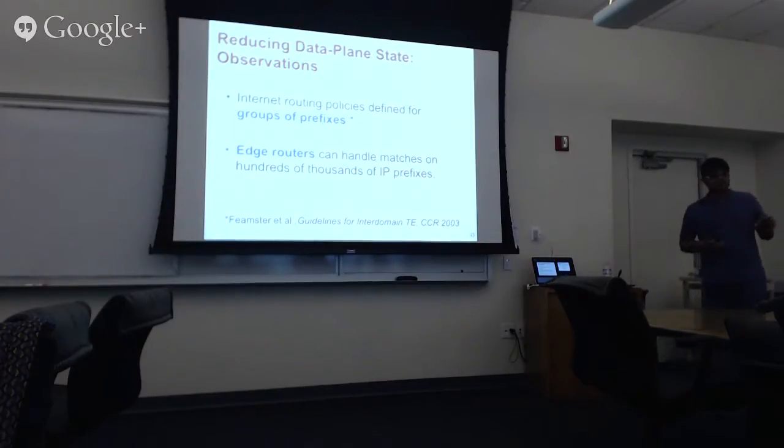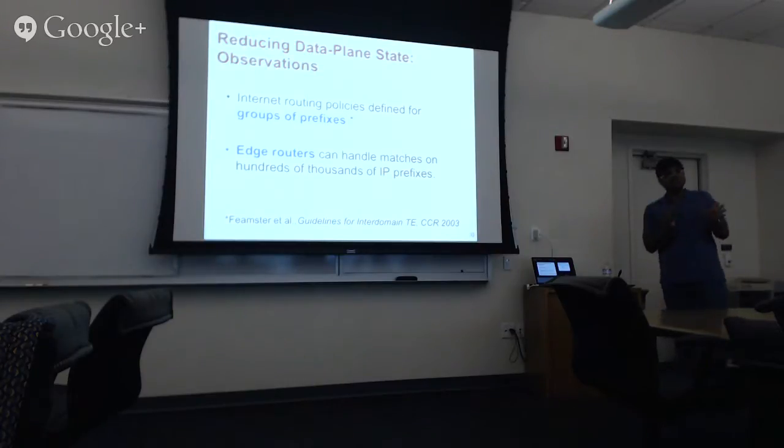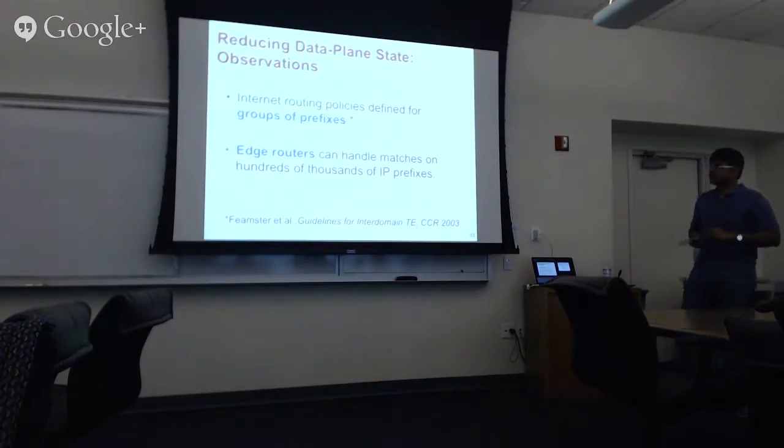Second is that the edge routers of the participants who are connected at the SDX are already matching on prefixes and assigning some next hop to those prefixes. So that functionality is already there. So we thought, okay, these are the two observations. Let's try to combine these things together. Can we write rules for groups of prefixes, and can we somehow use the computational power of these edge routers?